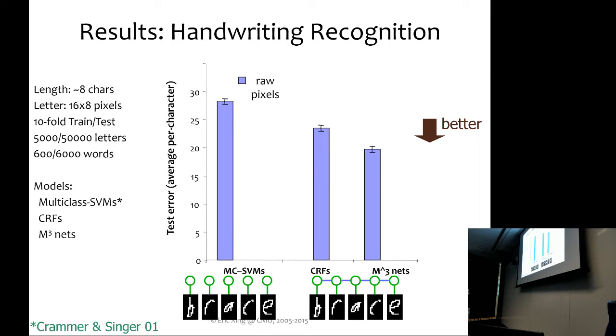So the model is exactly the same between the CRF bar and the M3N bar. The only thing that changed is that in the CRF bar, the objective function was likelihood of the data, and in the M3N bar, it was structured hinge loss.